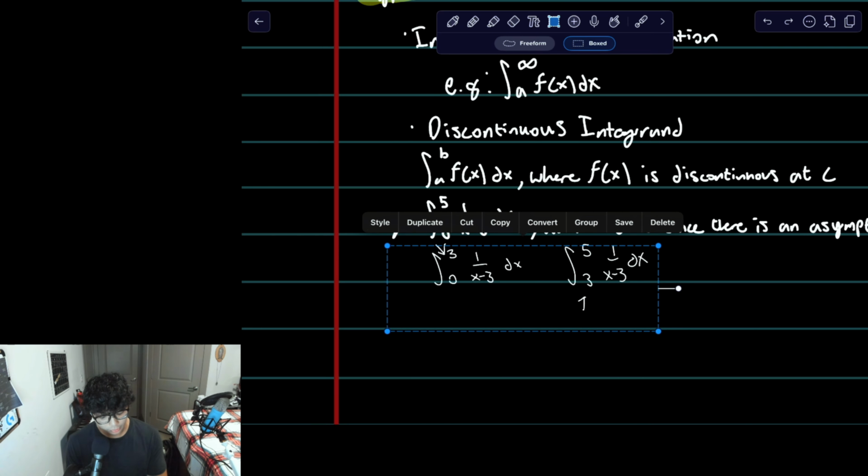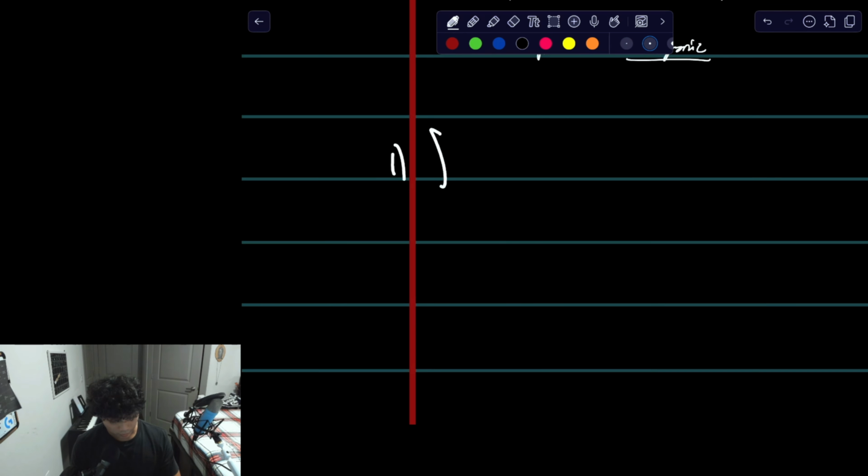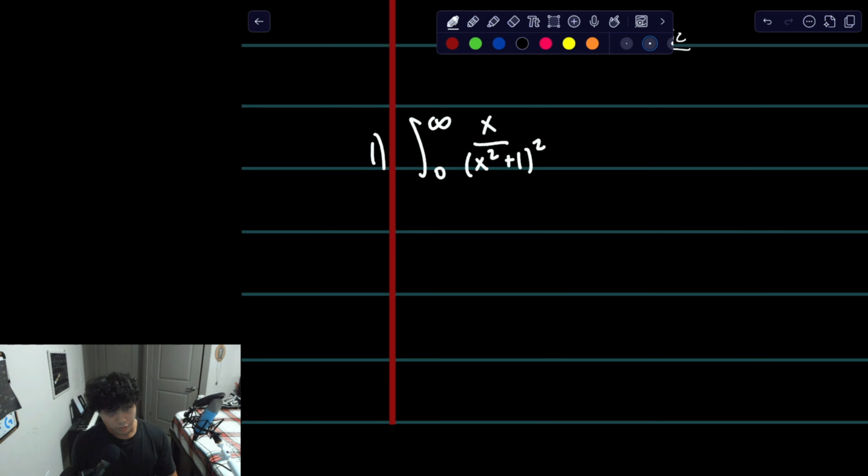So let's begin our first problem. So our first problem is going to be the integral of x over x squared plus 1 squared bounded from 0 to infinity. Now the first thing you want to do is write this improper integral into a limit. So all you do is just replace this infinity sign with any variable, and I'll choose t, and we can set our limit to approach the infinity instead.